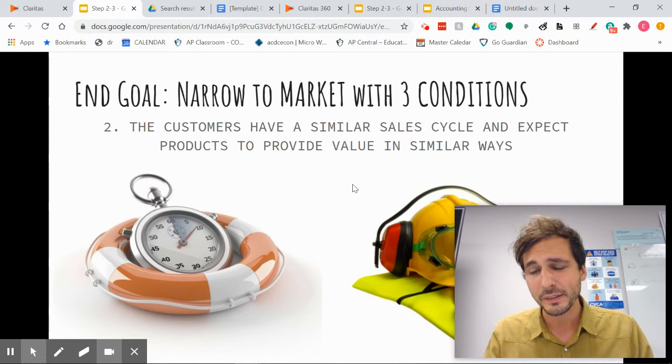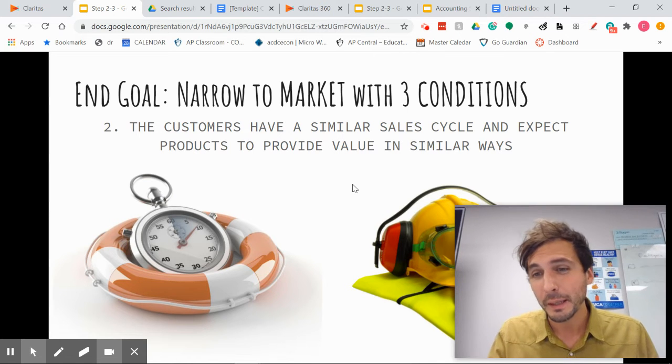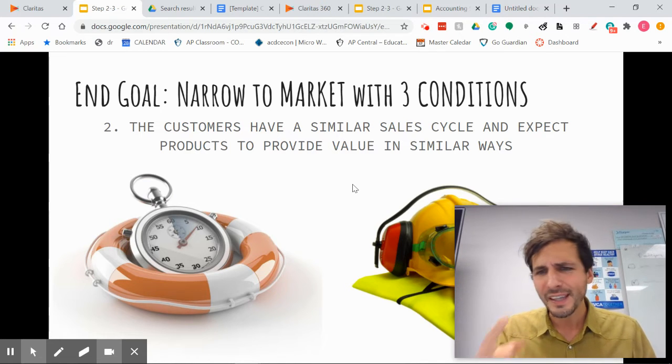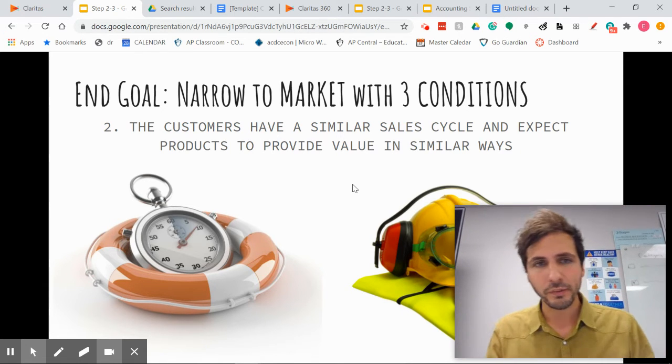Okay, let's break this down. What is a sales cycle? It's how often they purchase their goods and services. That's really important, right? Are they doing this a little bit, about average, or above average? Again, Claritas provides that for you.